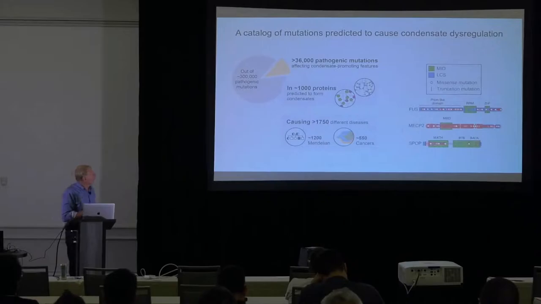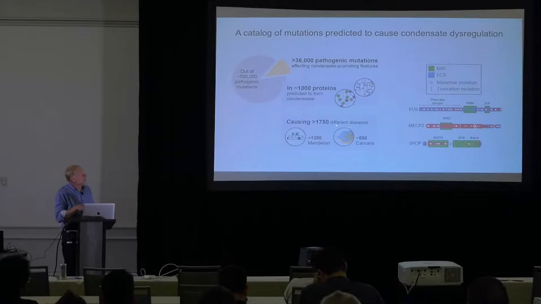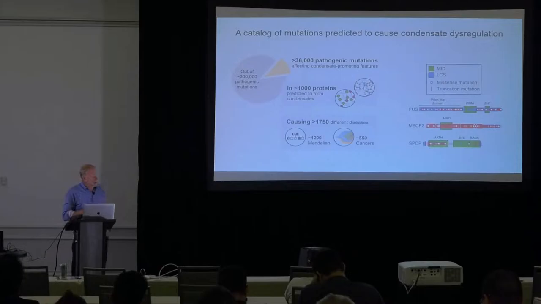And what emerged then was a catalog. And the catalog identified more than 36,000 pathogenic mutations that are affecting condensate-promoting features in about 10%, 5% of the proteins encoded in our genome, and that causing more than 1,750 different diseases, segregated into about 1,200 Mendelian diseases and over 550 cancers. And that catalog recaptured proteins that have previously been implicated through their mutation and condensate dysregulation.